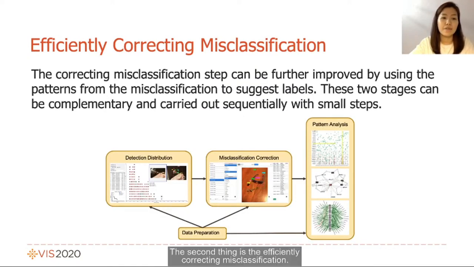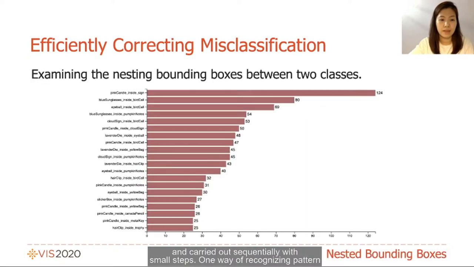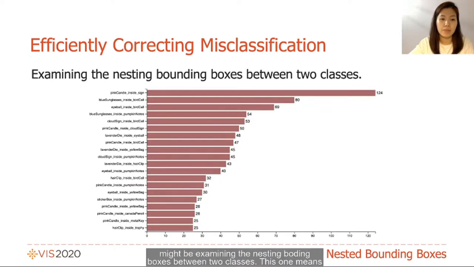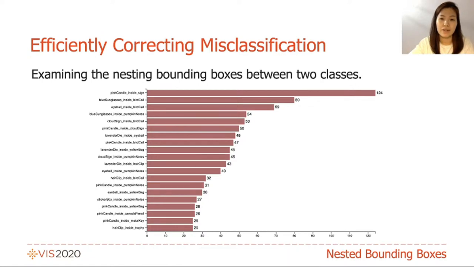The second thing is efficiently correcting misclassification. The correcting misclassification step can be further improved by using the patterns from the misclassification to suggest labels. These two stages of misclassification correction and pattern analysis can be complementary and carried out sequentially with small steps. One way of recognizing the pattern might be examining the nesting bounding boxes between two classes. This means that if one bounding box of one class is repeatedly observed to be within another bounding box of another class, this can be a pattern to mark the two classes together.